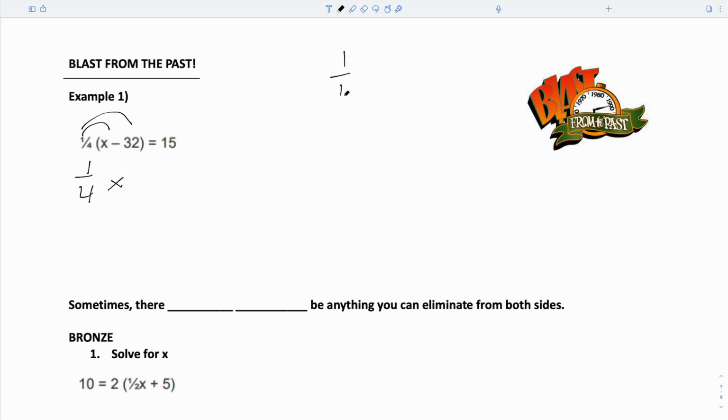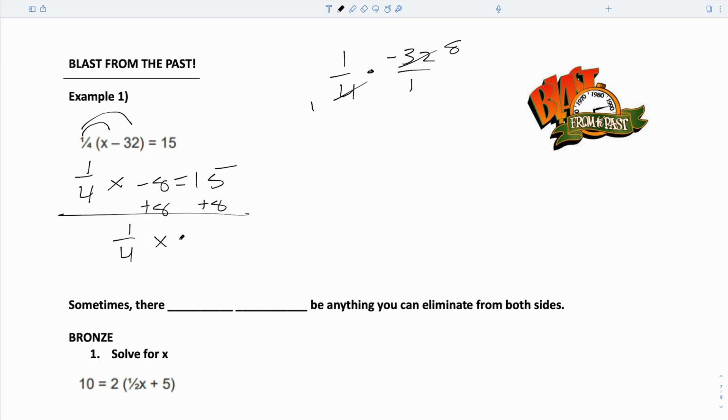1/4 times negative 32 is going to be what? Sarah? You got it. You're left with an equation that looks like this, and we can start solving. Vienna, what would I do to both sides? What would I do to both sides? Correct, that's a blunder. Mark it, Abby. Add the 8. Add the 8. 1/4 x equals 23. How do I get the x by itself?